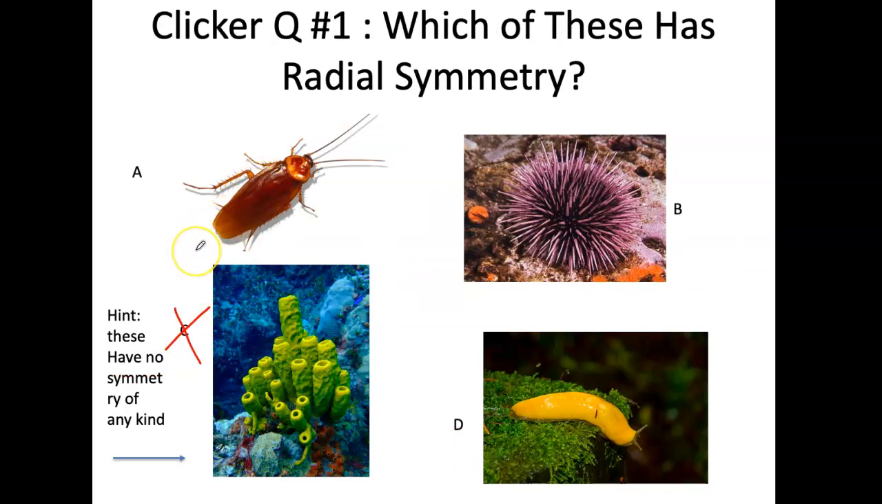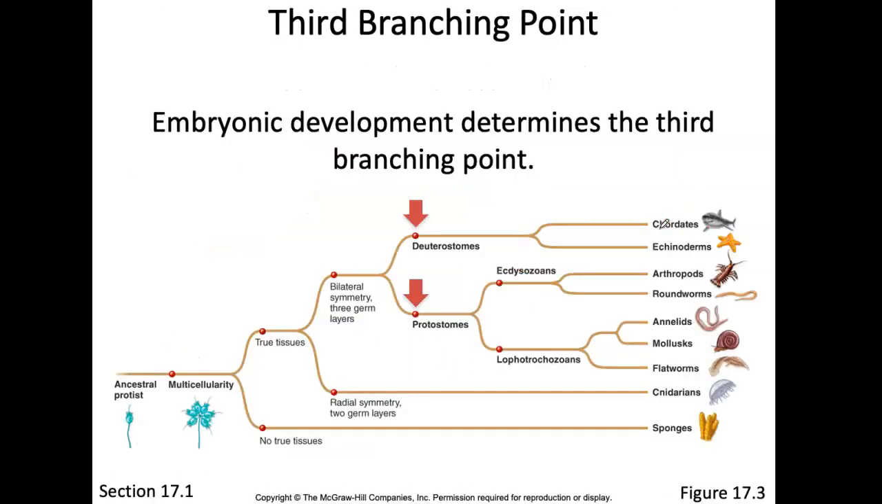And then this would be bilateral. This would be bilateral, and the radial symmetry would be the sea urchin. Okay, let's go to the third branching point, and this has to do with the embryonic development again.